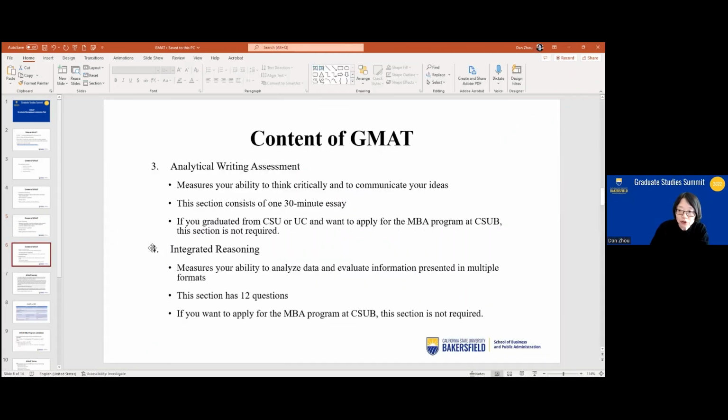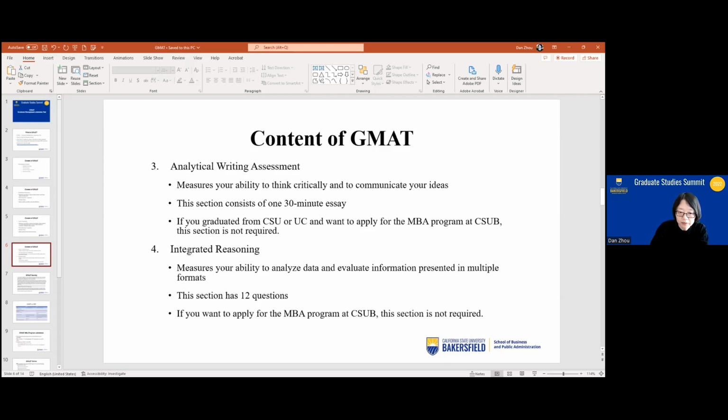Then the other 2 sections. The third one is the analytic writing assessment. This section primarily measures your ability to think critically and to communicate your ideas. The format of this section is an essay. It's 1 essay within 30 minutes. However, if you want to apply for the MBA program at CSUB, and you graduated from UC or CSU, any campuses, this section is not required, okay?